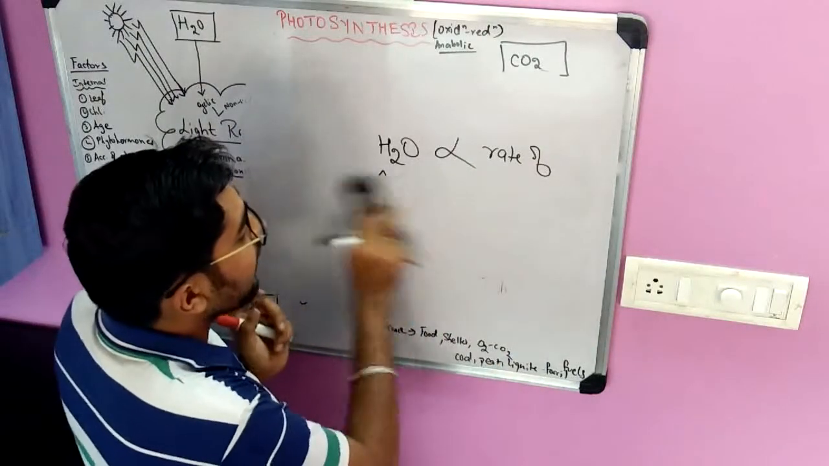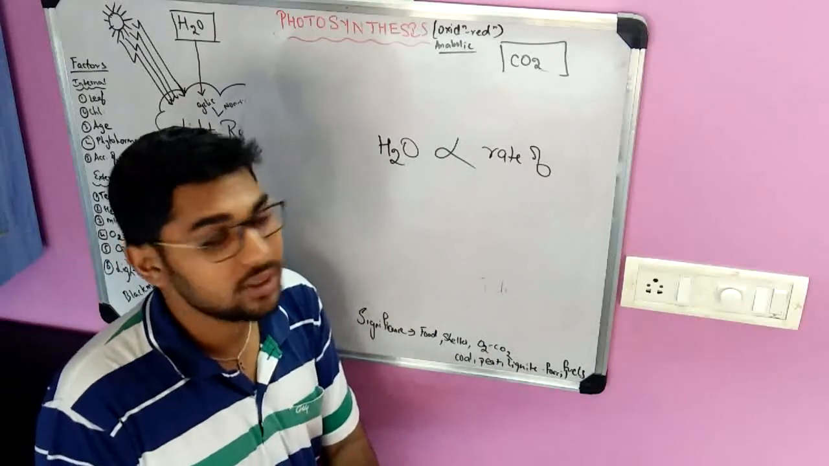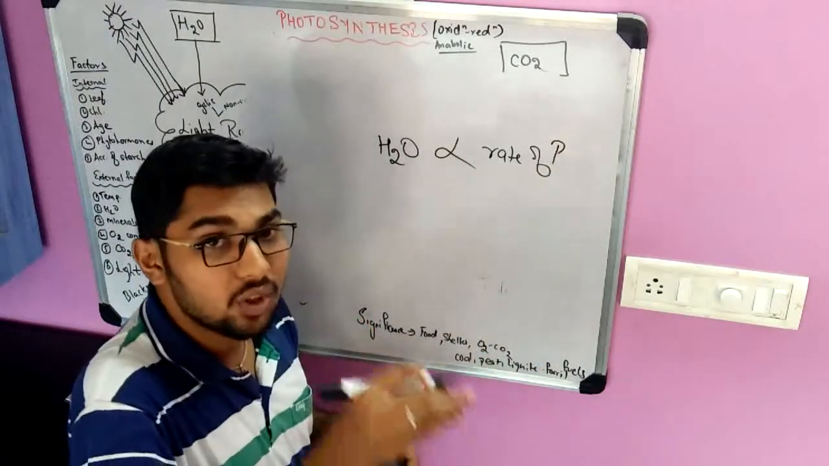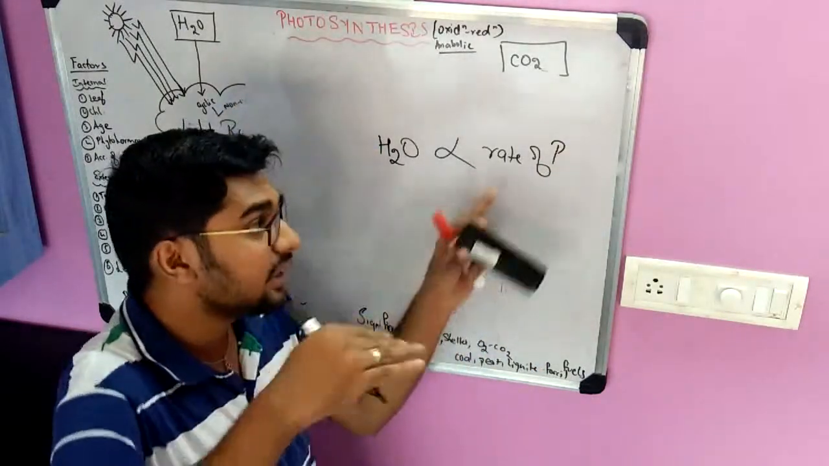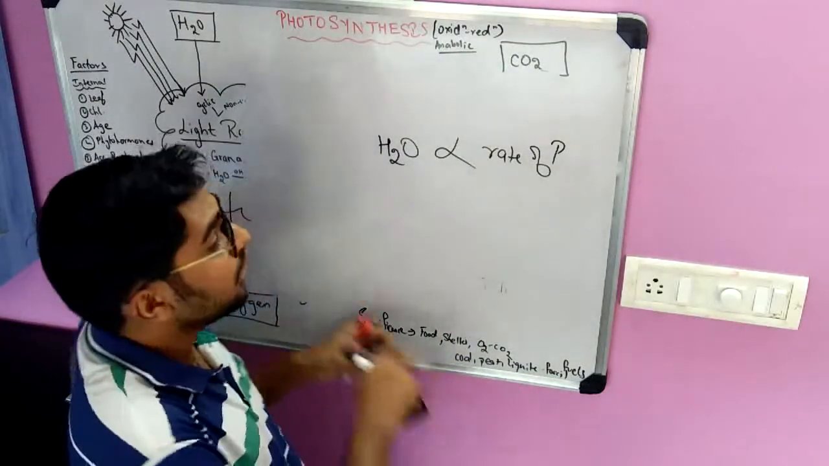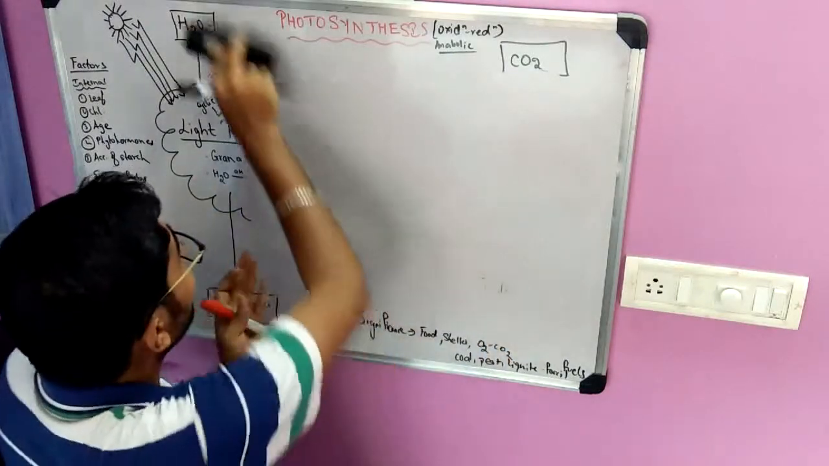So under external factors, water plays a very important role in photosynthesis. They are directly proportional. As the water increases, the rate of photosynthesis also increases. When water decreases, the photosynthesis also decreases. So water was the first important factor we studied.